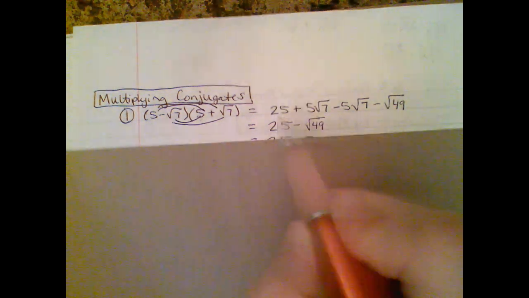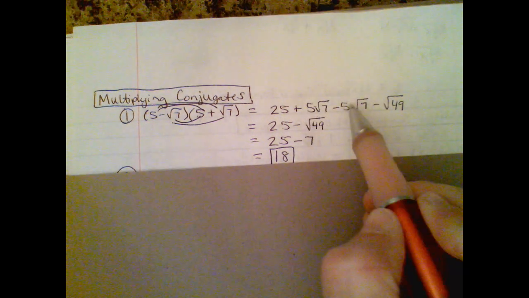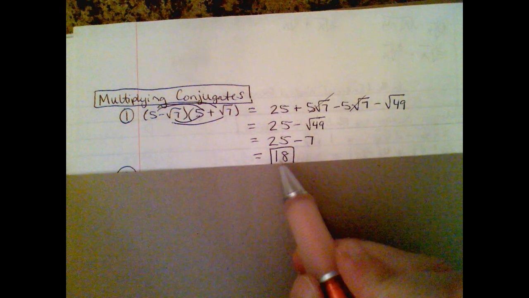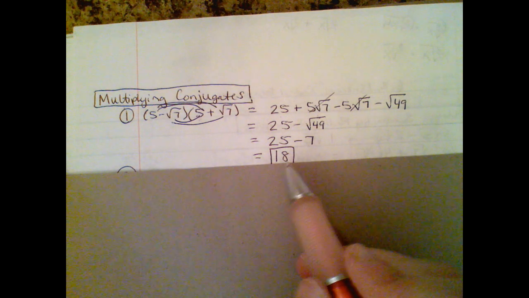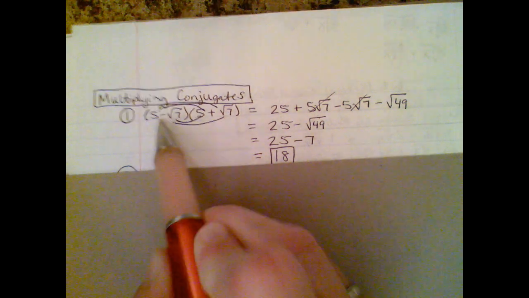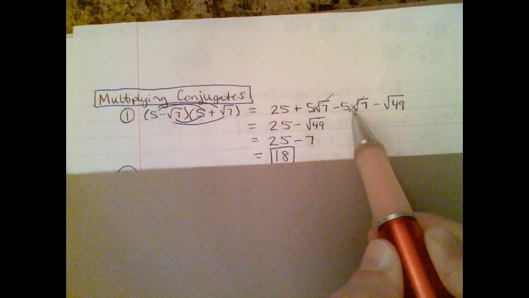So we have 25 minus 7. We end up with 18. And then these are just opposites of one another, so they're going to cancel out. So we end up just with the 18. So notice if our first terms are the same, our last terms are the same, but we have opposite signs in the middle, then the middle terms will cancel out.